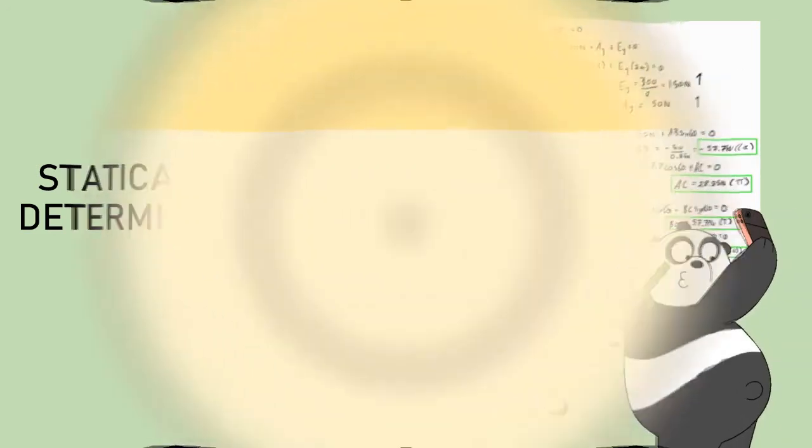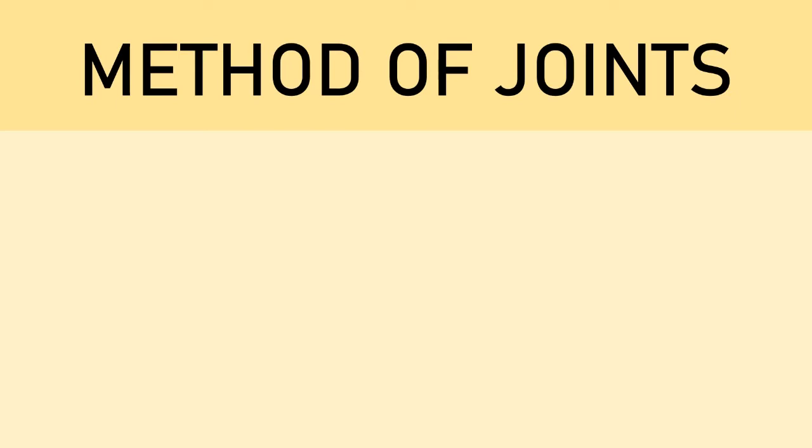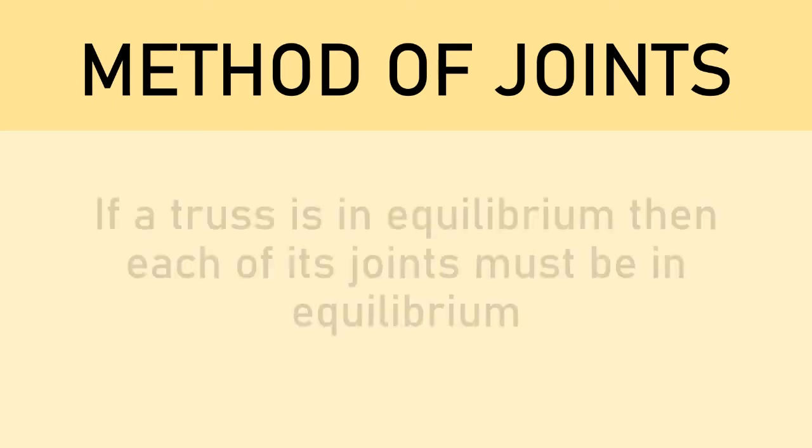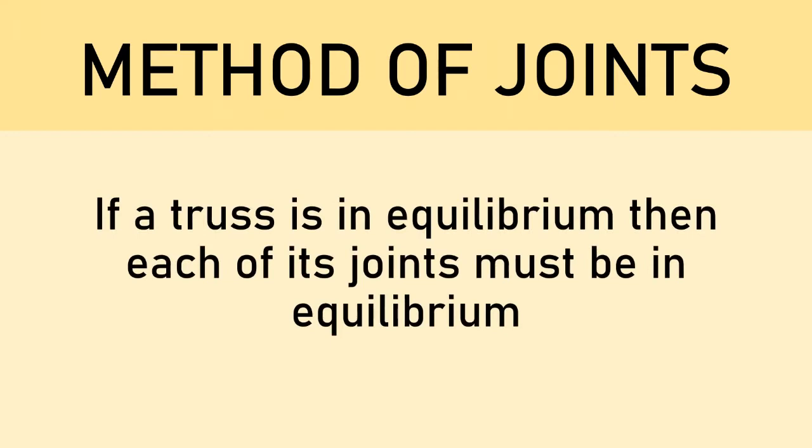Let me enlighten you. Method of joints. From the word itself, joints. In this one, you could say that if a truss is in equilibrium, then each of its joints must also be in equilibrium.